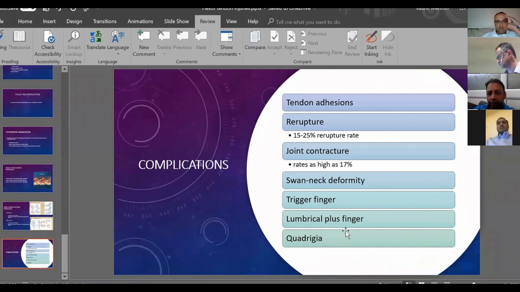So finally, the complications of the flexor tendon repairs. Tendon adhesions are very common, and early active mobilization protocols are very important to reduce the chances of adhesion. Re-rupture rates are 15 to 25%, so you need to warn the patient. There are always chances of re-rupture. Joint contracture is around 17%. Swan neck deformity is one of the complications. Trigger finger, if your repair is too bulky, and then your tendon may get caught in the pulleys. Lumbrical plus finger, if your tension is not correct, and quadriga effect, again if your tension is not correct in the tendons.